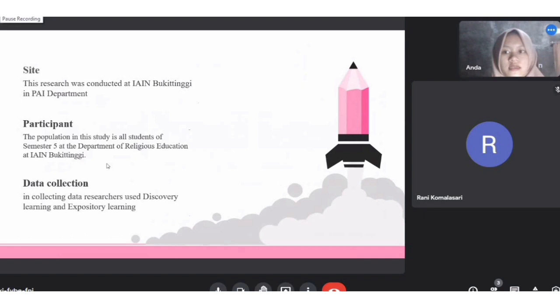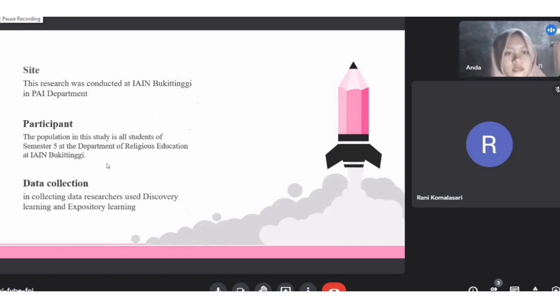And the next is the site. This research was conducted at IAIN Bukit Tinggi in the PAI department. Next is the participants. The population in this study is all students of semester 5 at the Department of Religious Education at IAIN Bukit Tinggi.